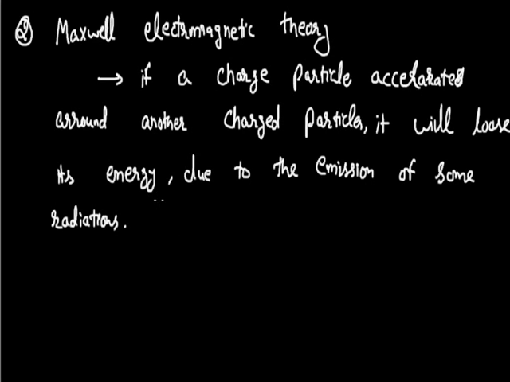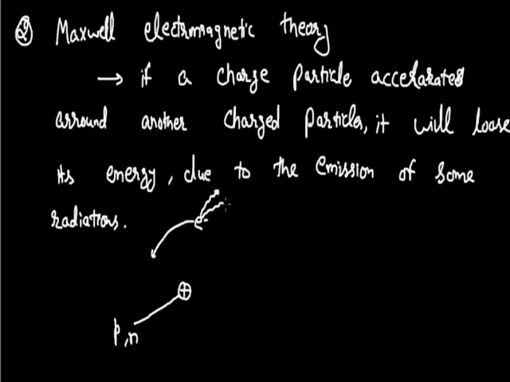Now, if we apply this Maxwell electromagnetic theory to Rutherford's atomic model, the center part is occupied by the positively charged protons and the neutral neutrons, and the electron keeps on revolving around this positively charged proton. In this arrangement, the electron continuously changes its direction of movement, so it shows accelerated movement, and it will lose its energy due to the emission of some radiation.